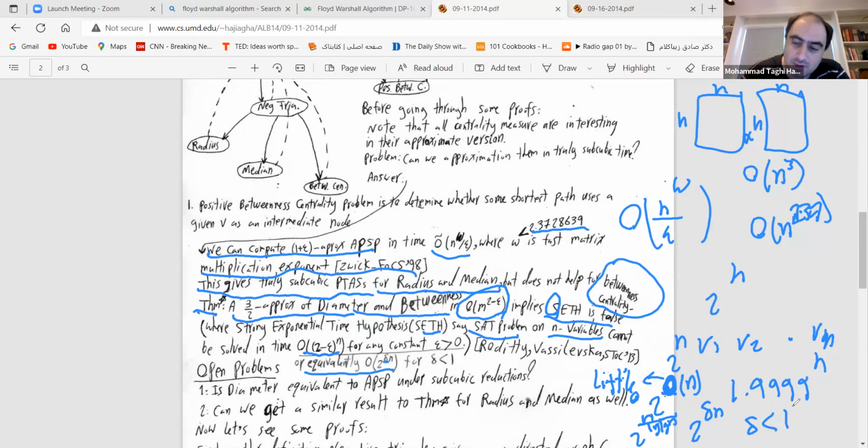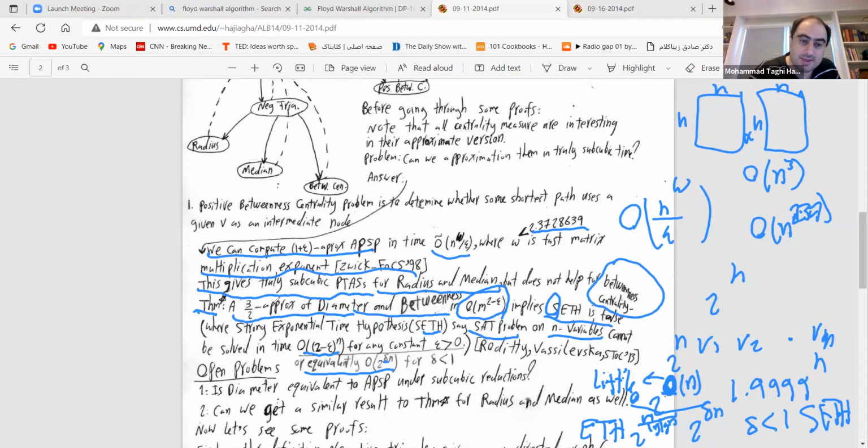So this is a strong ETH, and this is ETH. A strong ETH says that you cannot get anything better than like 2 to the n, essentially. Here it says maybe you can get 2 to the 1.99 or 0.999, but you cannot get something like 2 to the n over log n. That is not possible. This is ETH, this is strong.